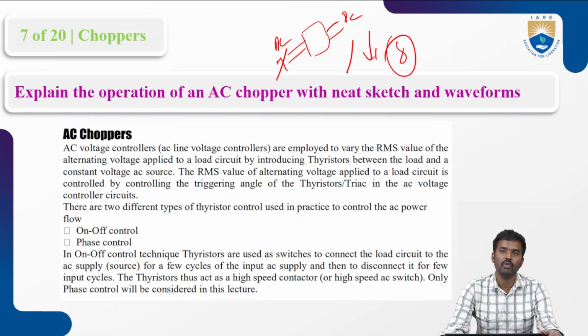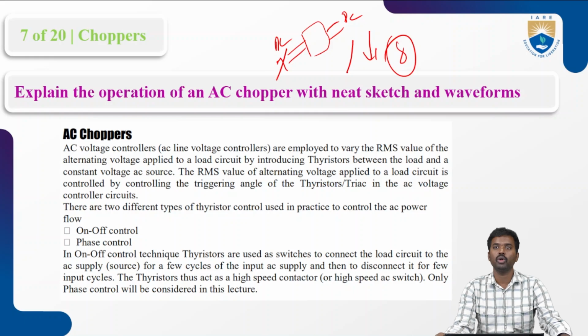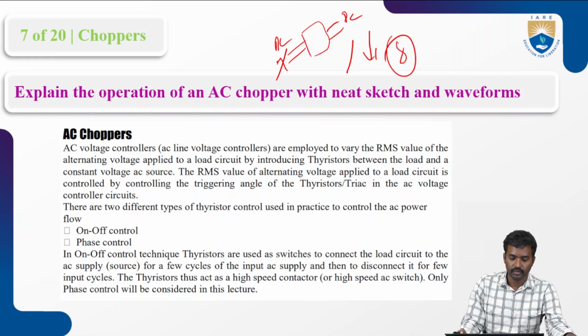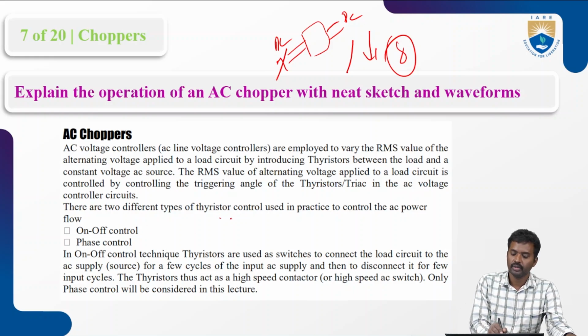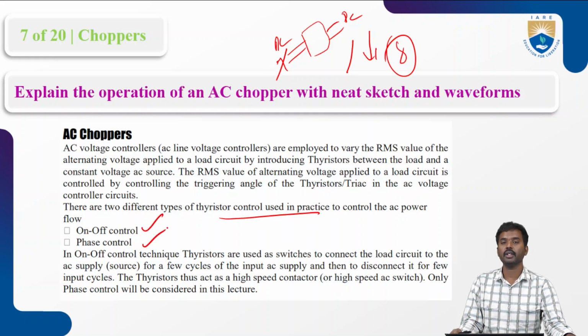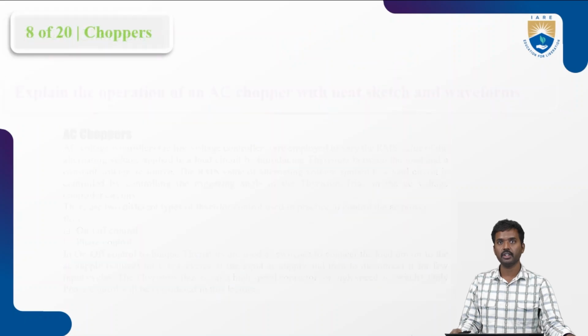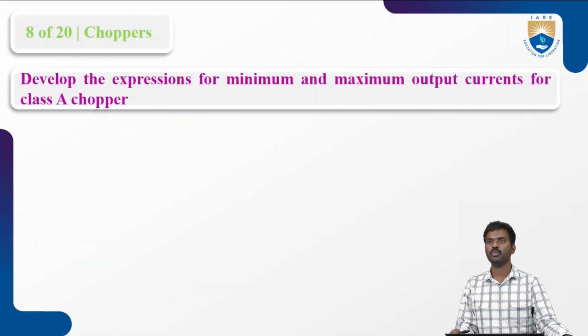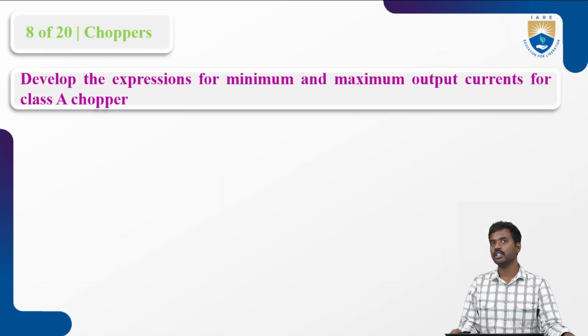The RMS value of the alternating output voltage applied to the load circuit is controlled by controlling the triggering of the thyristors. Here we have different controlling techniques, on-off control and phase control. This we already discussed. And next, develop the expression for minimum and maximum output currents of class A. This one we also discussed in the previous lecture on the class A chopper.